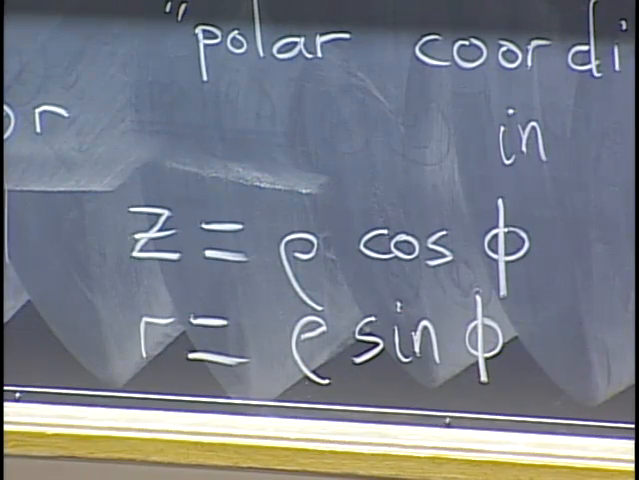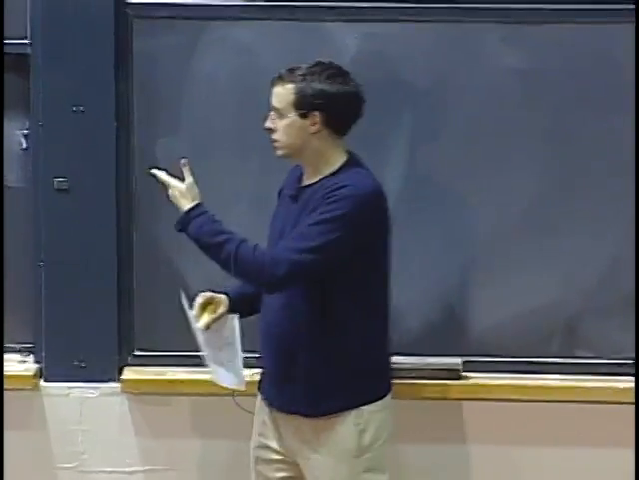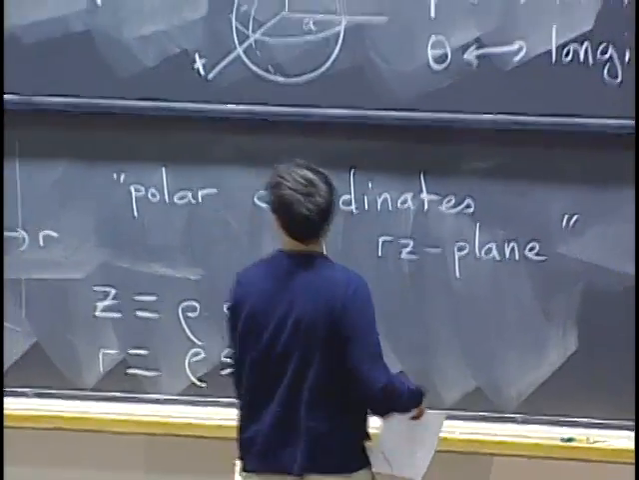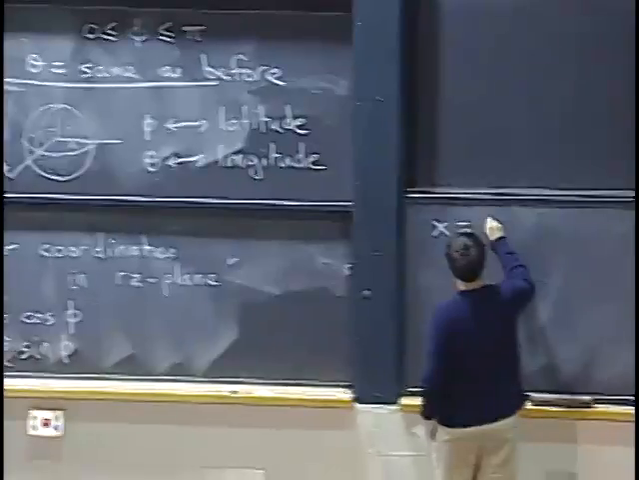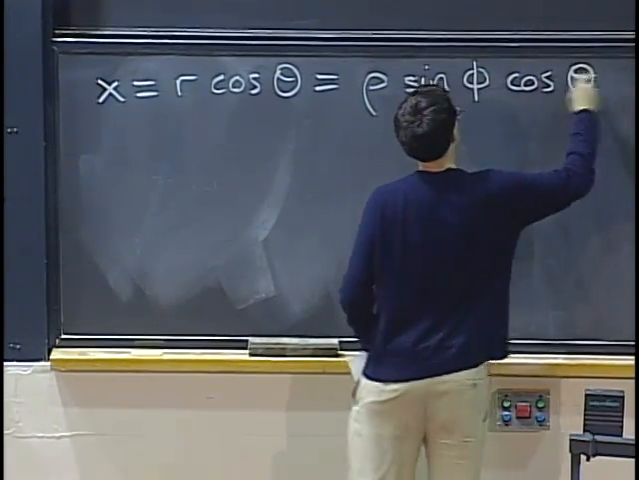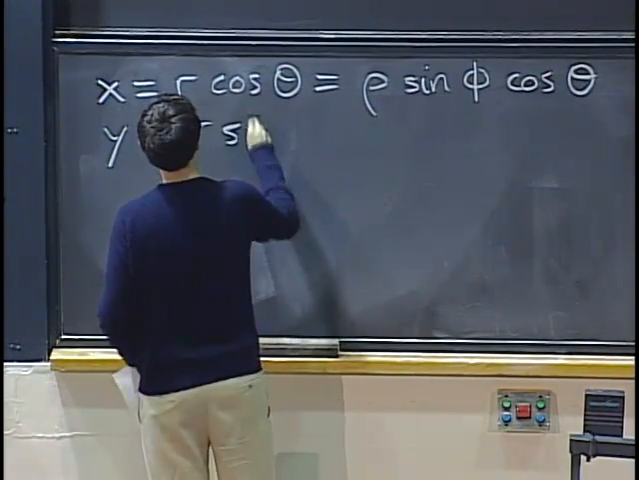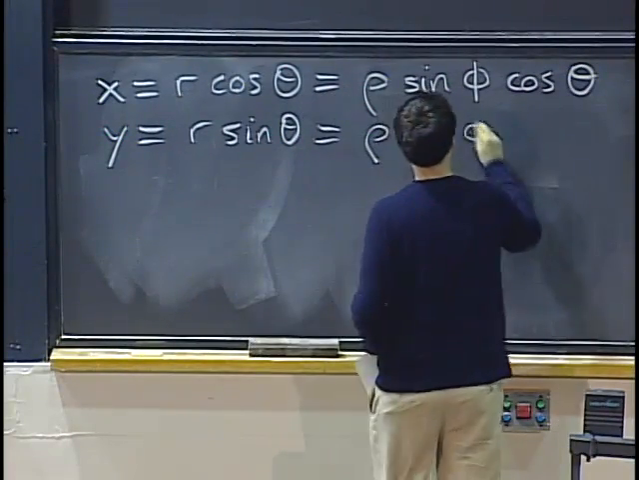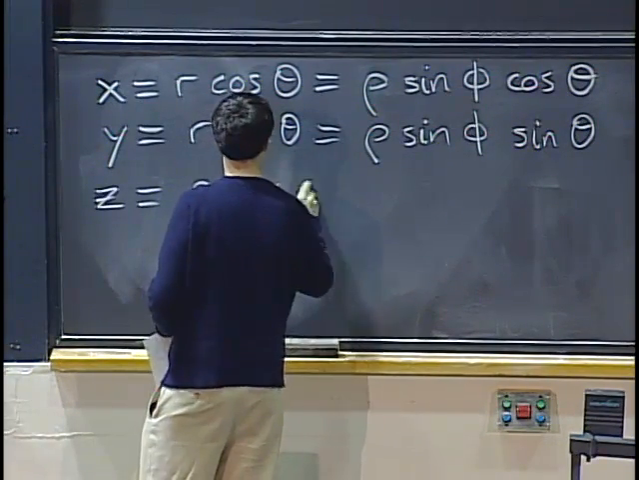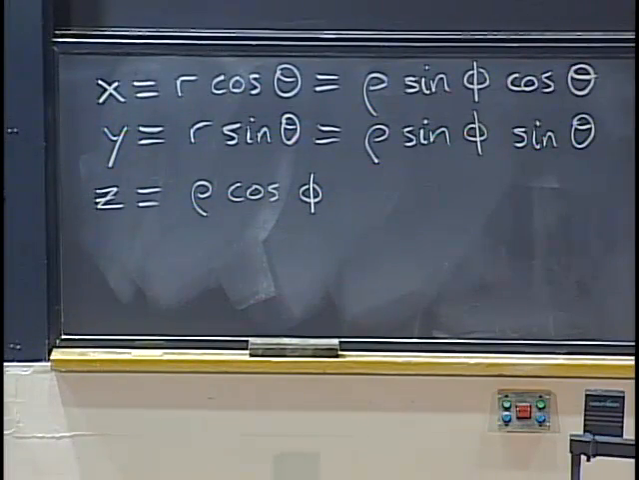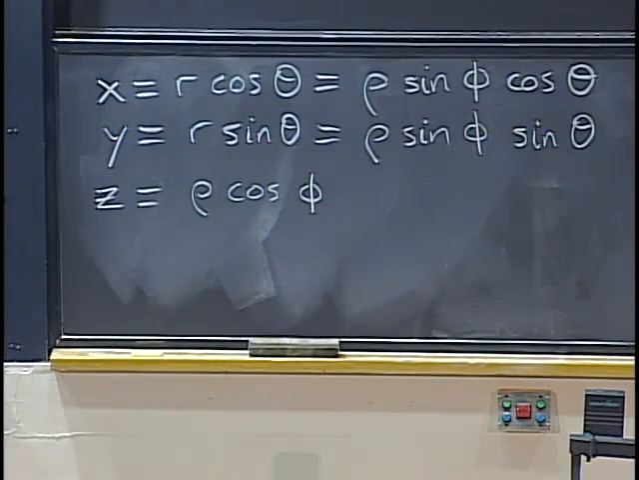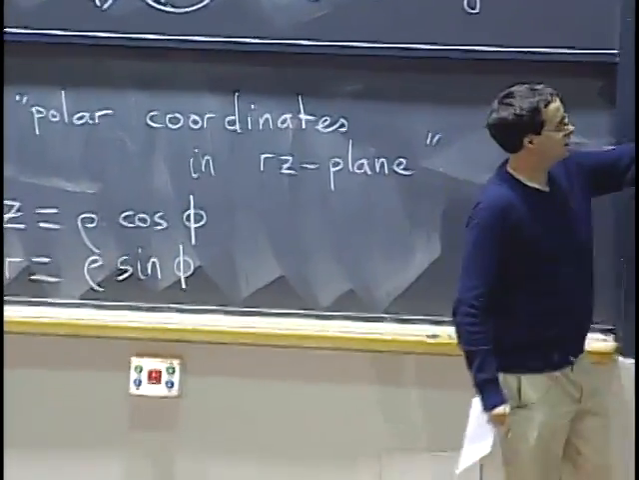And of course, if you remember what x and y were in terms of r and theta, you can also keep doing this. So x is r cos theta. That becomes rho sine phi cos theta. Y is r sine theta. So that becomes rho sine phi sine theta. And z is rho cos phi. But basically, you don't really need to remember these formulas as long as you remember how to express r in terms of rho sine phi, and x equals r cos theta.